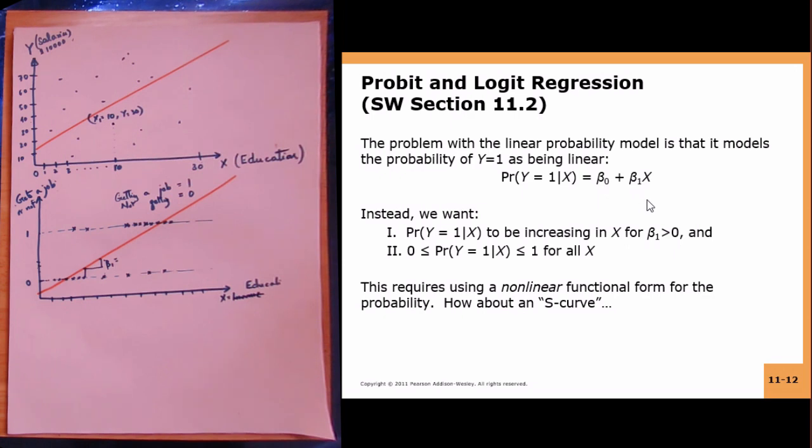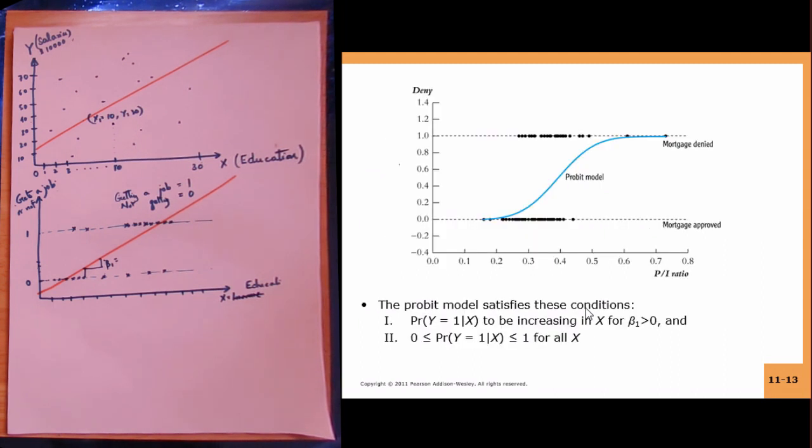So as x goes up, your probability should increase quickly, and as x goes down, the slope should not be constant. Also, the function should be such that it is bounded by 0 and 1 for all x. So we need a non-linear functional curve. And so here we ask if we could find a functional form that follows the shape of an S curve. So let us look at what that functional form might be.